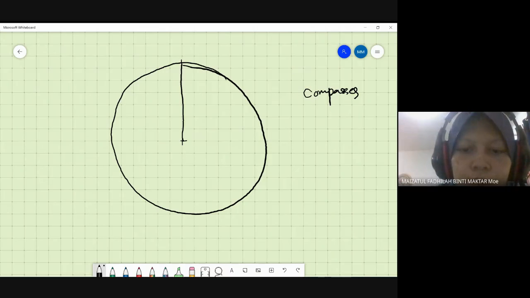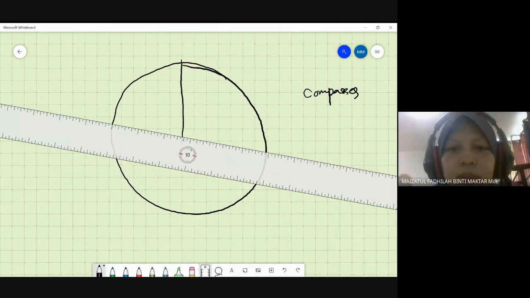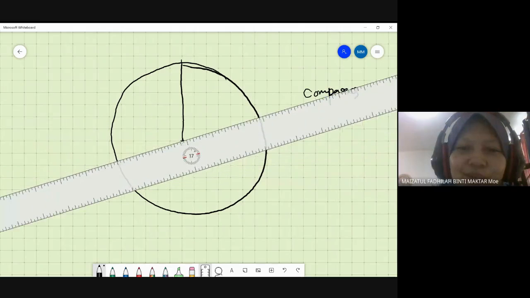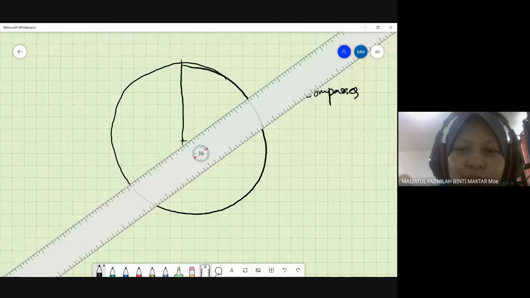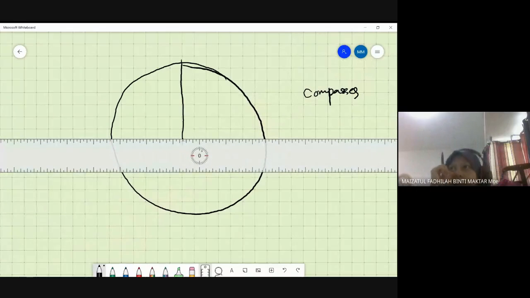165. I'm not sure if I'm using this one, because I do not have the protractor. 165 means 90 plus more.